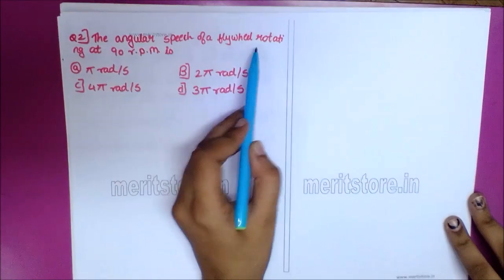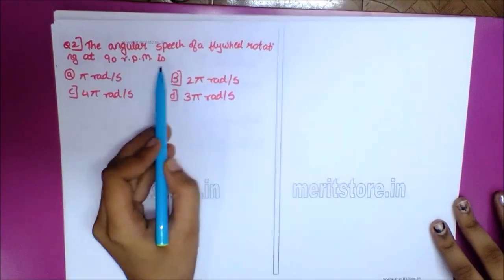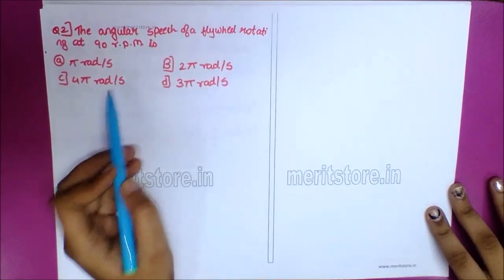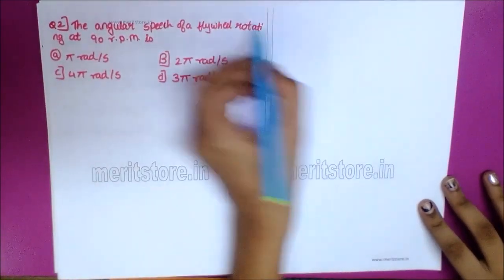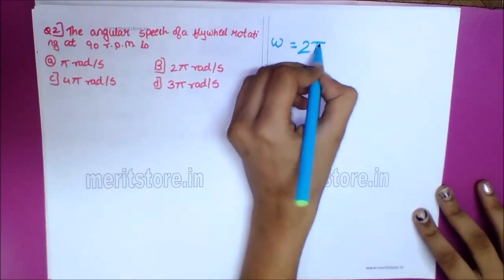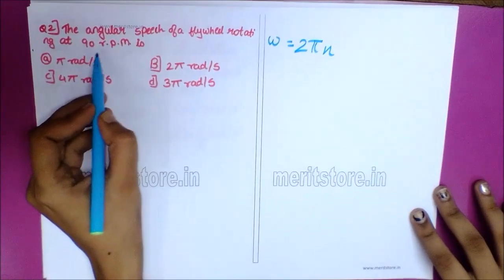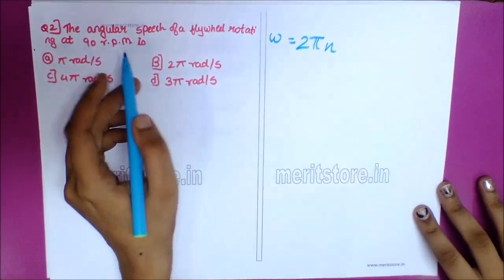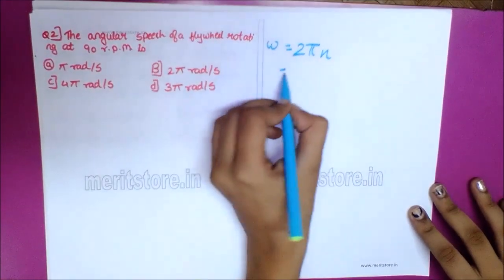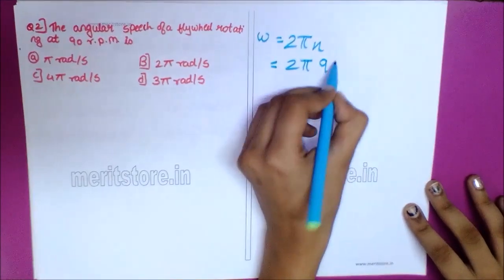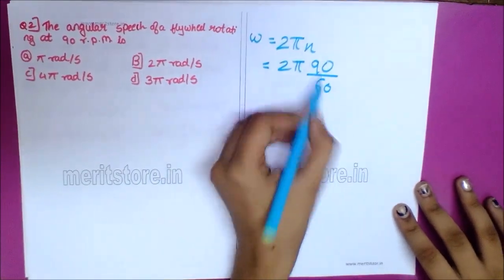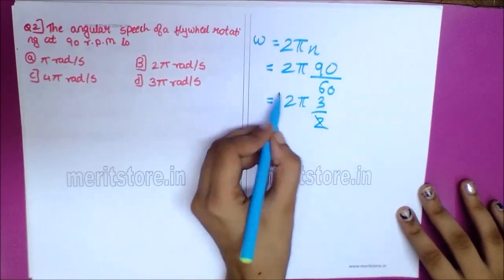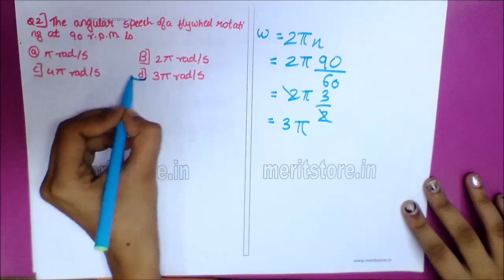The angular speed of a flywheel rotating at 90 rpm is: A) pi radians per second, B) 2 pi radians per second, C) 4 pi radians per second, D) 3 pi radians per second. Again we have to find angular speed, which is given by 2 pi n, but over here n is given as rpm. We have to find it out in rps, that is per second. Therefore we will divide this by 60. So that is 2 pi into 90, that is given to us, divided by 60. 90 by 60 is 3 by 2, the 2 gets cancelled. We have 3 pi. Option D is the correct option.